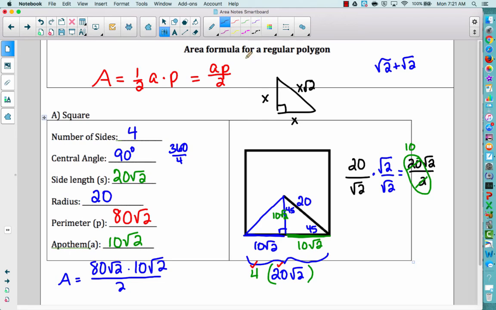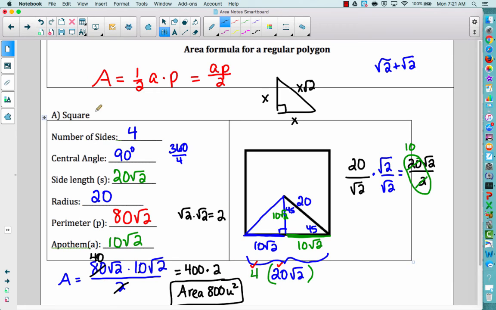All right, now I like to simplify before I multiply to make it a simpler question. So I'm going to divide 2 into the 80, and that's going to give me 40. Once I've done that, that 2's gone. All right, so now I have 40 times 10, which is 400. Remember, multiply the first numbers. You have 2 zeros, so keep the 2 zeros. Then I have root 2 times root 2, which we've talked about a lot recently, is 2. So 400 times 2, that gives me an area of 800 units squared.